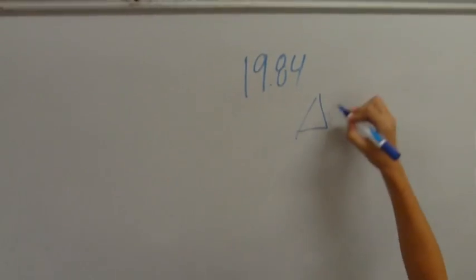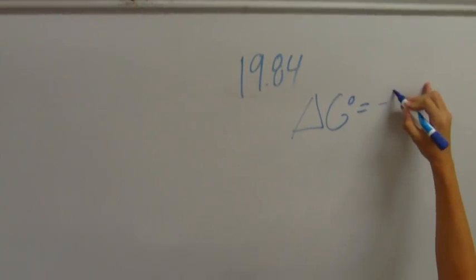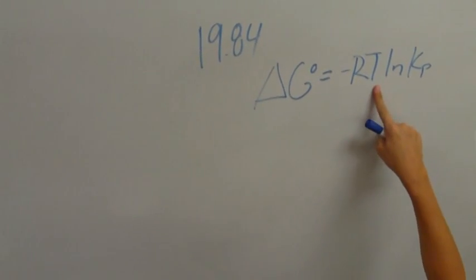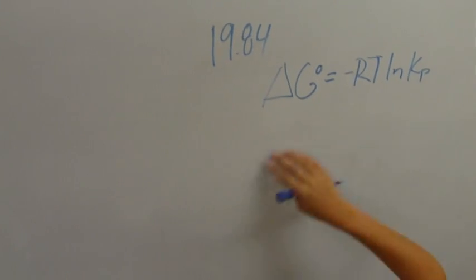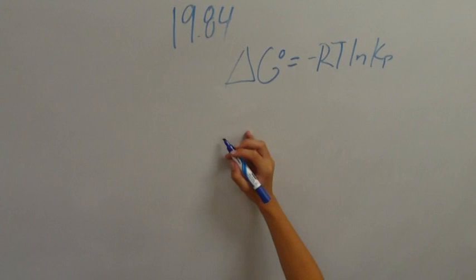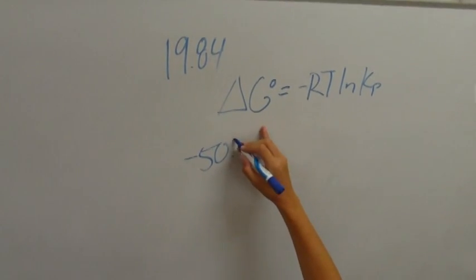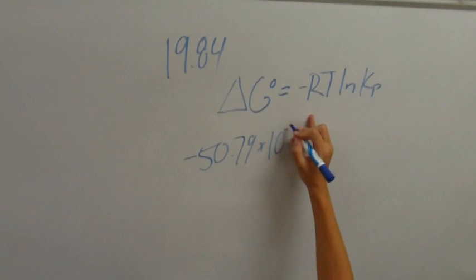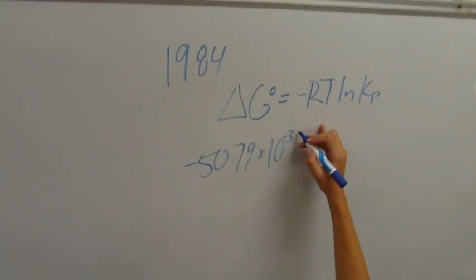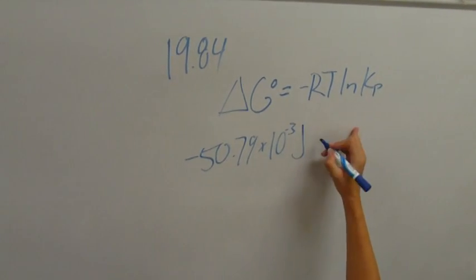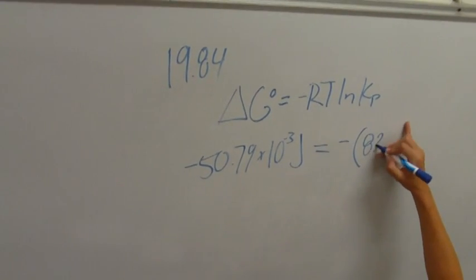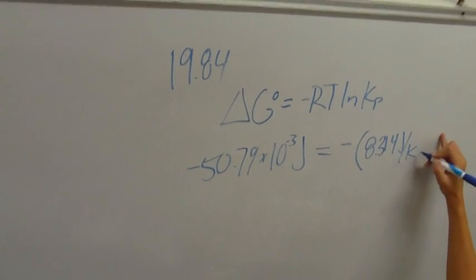Alright, so for this problem, we're going to use the equation delta G equals negative RT natural log Kp. They gave us delta G, they gave us temperature, R is a constant, so we just plug everything in and solve for Kp, basically. They gave us delta G was negative 50.79, and I think they gave it to us in kilojoules, so we're going to go ahead and times that by 10 to the negative 3, so we have it in joules. And we have to do that so that we're in the same units as the R constant value. So R is 8.314 joules per Kelvin mole.